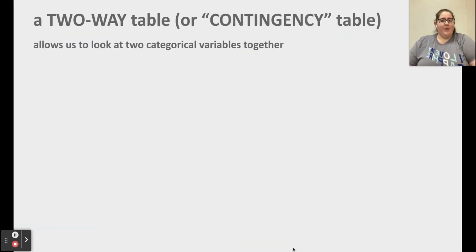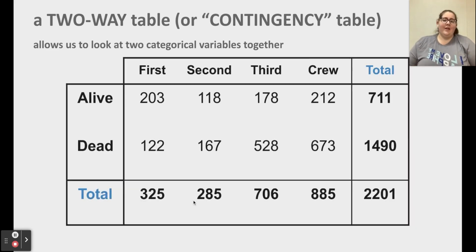So let's look at what we call a two-way table. We've talked about this before. It also might be called a contingency table. This allows us to look at two categorical variables together. For this one, I'm looking at whether or not the person lived through this incident or whether they died. Instead of just looking at passengers as a total, we looked at people in first class, second class, and third class on the ship, and then the crew. So what we have here is just the total number of people who lived and died within each section. And that's a two-way table.